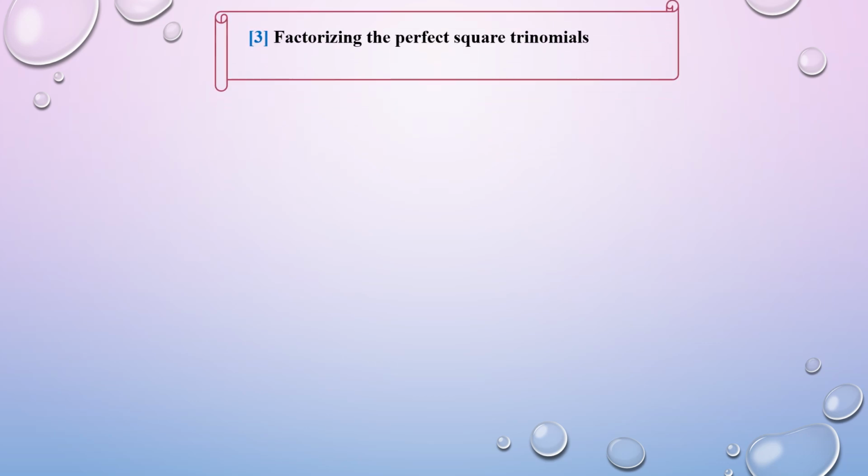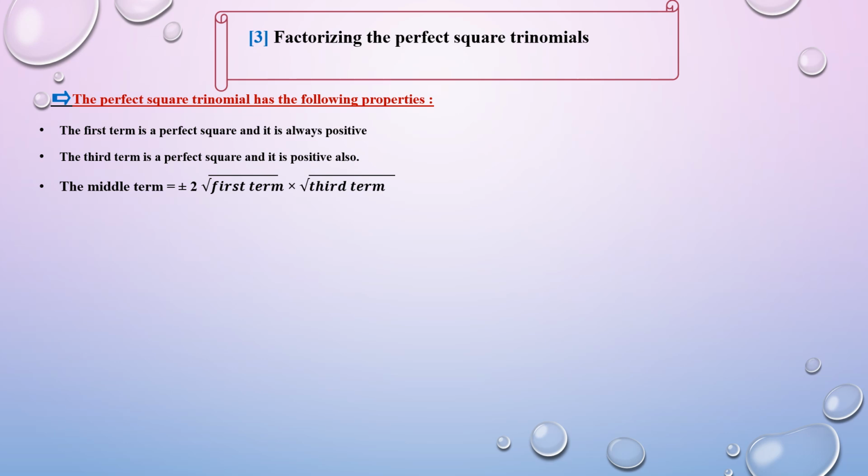Today we will study lesson 3, factorizing the perfect square trinomial. The perfect square trinomial has the following properties. The first term is a perfect square and it is always positive. And the third term is also a perfect square and it is positive also. The middle term equals positive or negative 2 multiplied by the square root of the first term multiplied by the square root of the third term. How to find a missing term in a perfect square trinomial?